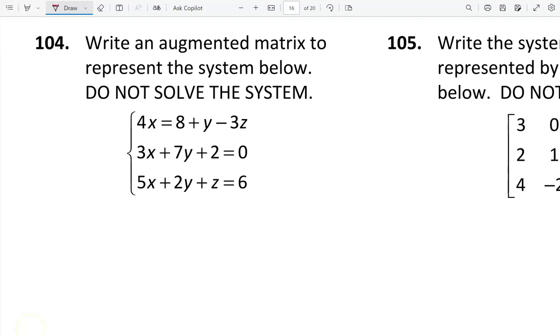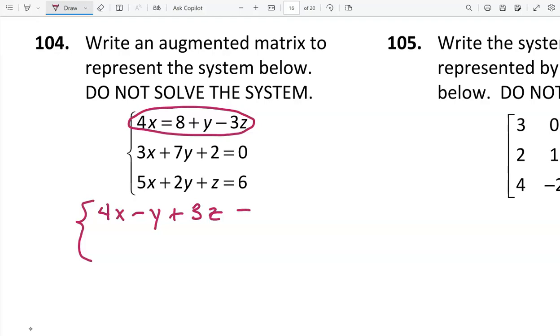For 104, we're asked to write an augmented matrix to represent the system and not to solve it. So in order to write an augmented matrix, we have to have equations all in standard form. So the first equation is not in standard form. We need for it to be ax plus by plus cz equals d form. So that means that we need all of the variable terms on one side. So I'm going to subtract the y and add the 3z to both sides. And now it's in standard form.